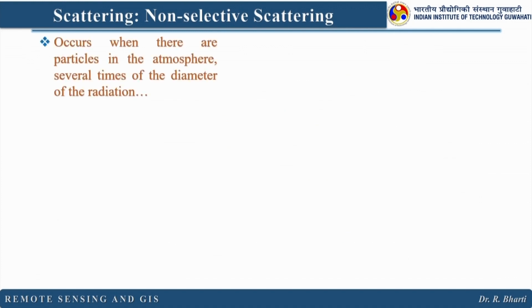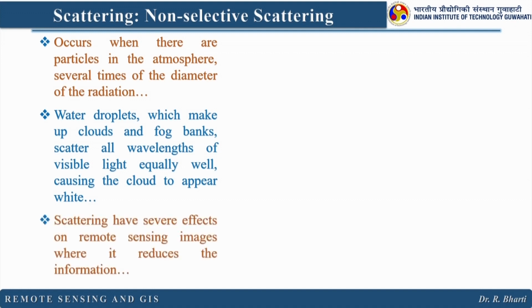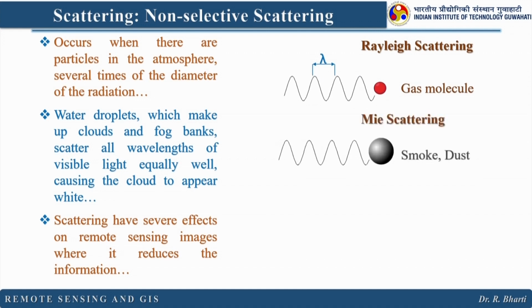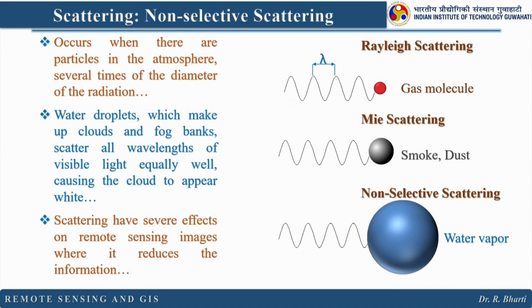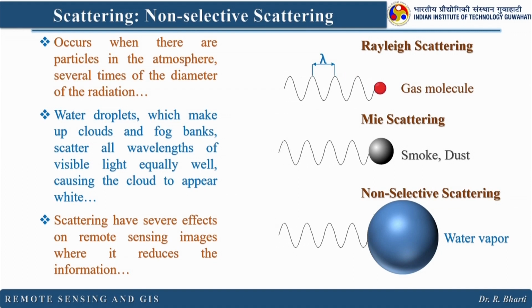In non-selective scattering, it occurs when there are particles in the atmosphere several times the diameter of the radiation. Water droplets, which make up clouds and fog banks, scatter all wavelengths of visible light equally well, causing the clouds to appear white. Scattering has severe effects on remote sensing images where it reduces the information. Here you can see the example of Rayleigh scattering, Mie scattering and then non-selective. So, this is to understand what is happening in this scattering and the different types of scattering.